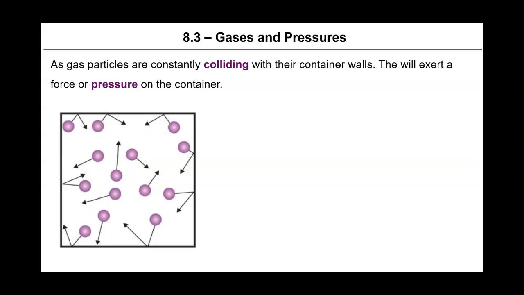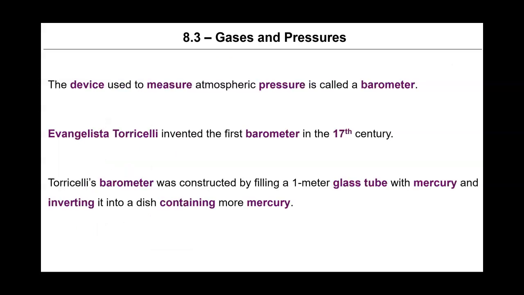Because gas particles are constantly colliding with their container walls, this means that a gas will exert a force or pressure on its container walls. So how are we going to measure this pressure? Well, there's a device called the barometer that was originally intended to measure atmospheric pressure. This was devised by Evangelista Torricelli in the 17th century, and he was a student of Galileo.